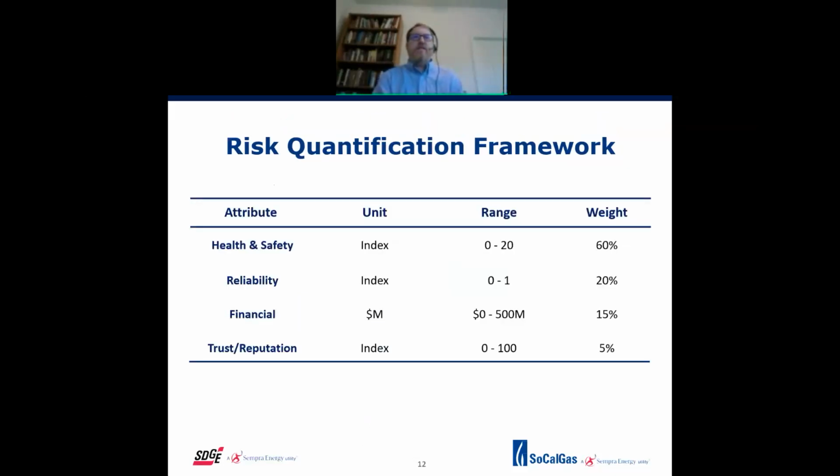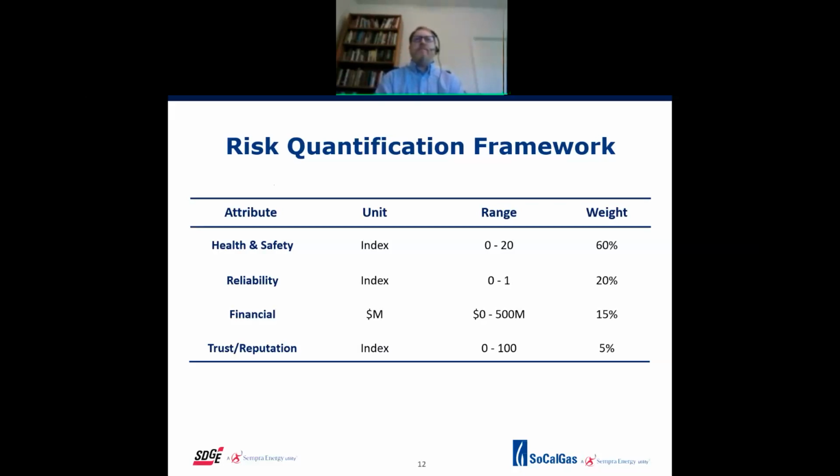So proceeding on, this is a more tabular form of those attributes, showing the settlement agreement view of things with the ranges and the weights. We did file a RAMP in 2019, and the big change from there on this slide is that we've added trust and reputation with a 5% weighting, and that 5% came out of the financial, which was 20%. We've also adjusted some ranges accordingly.